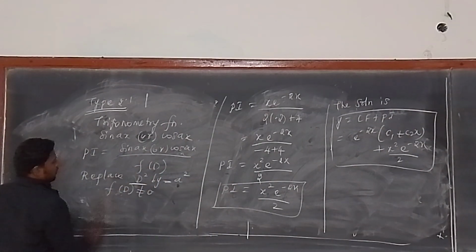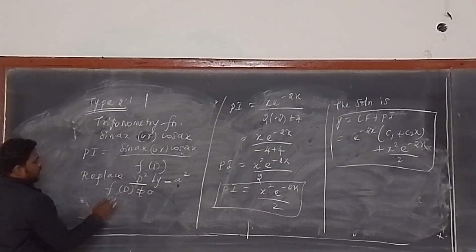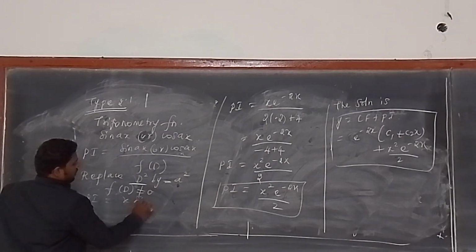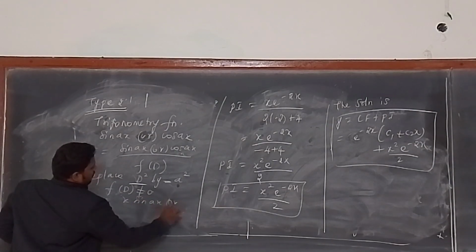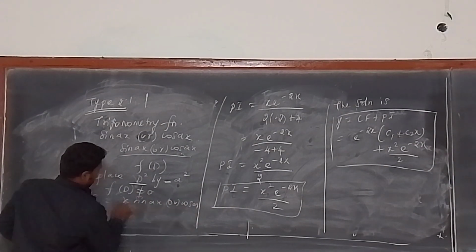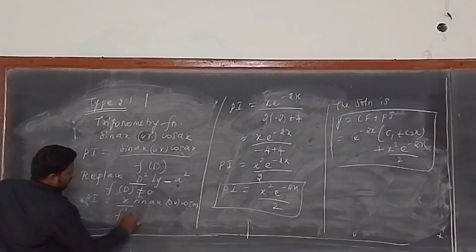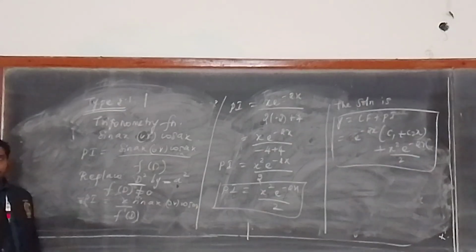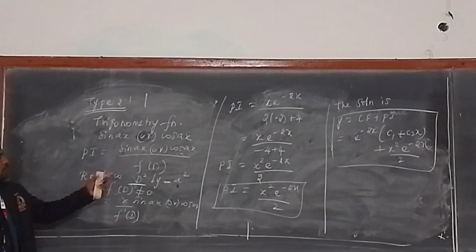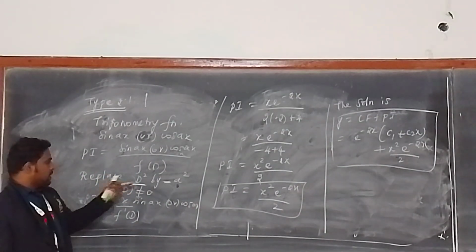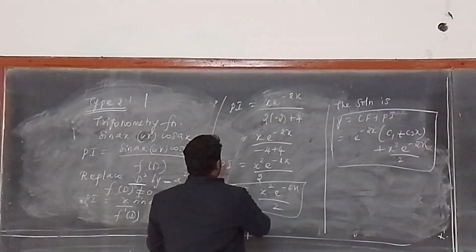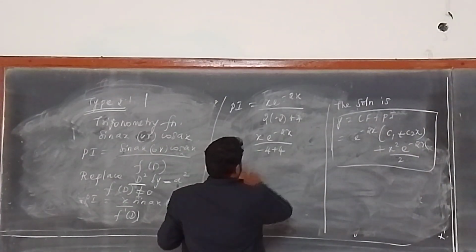If f of D is not equal to 0, we use it directly here: sin ax or cos ax divided by f of D. It's the same procedure; you only replace D square by minus a square. So what we want to say is that only the particular integral changes.